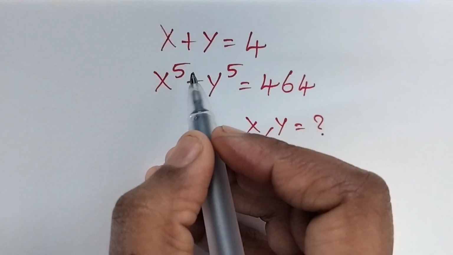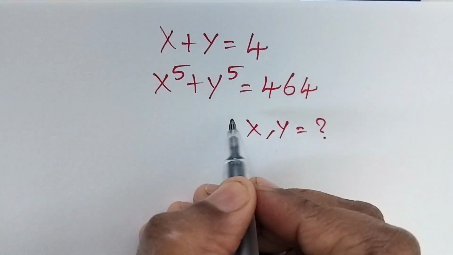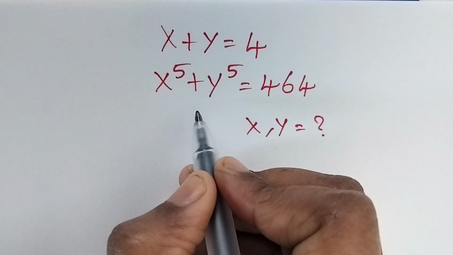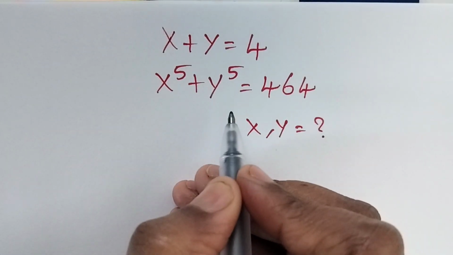Here we have one problem, that is x plus y is equal to 4, x power 5 plus y power 5 is equal to 464. So in this problem we need to find the values of x and y. So how do we solve this problem? Let's see.